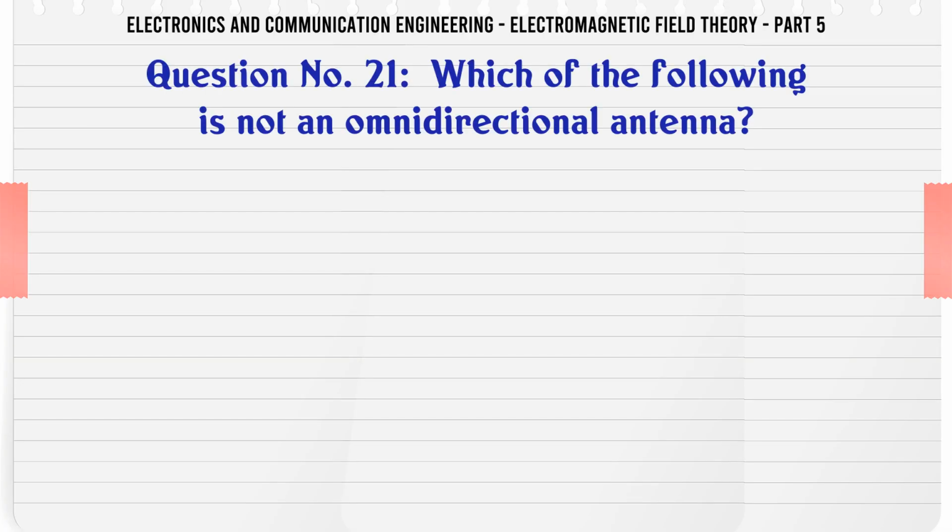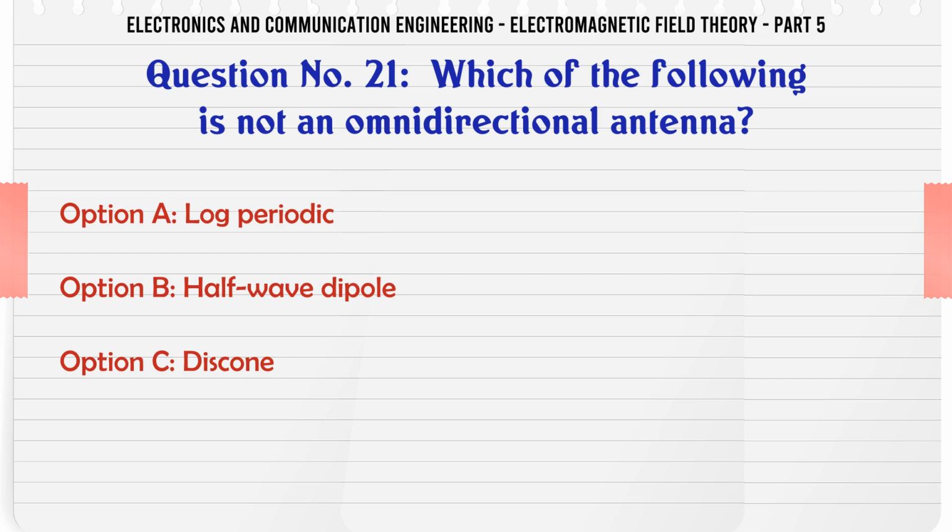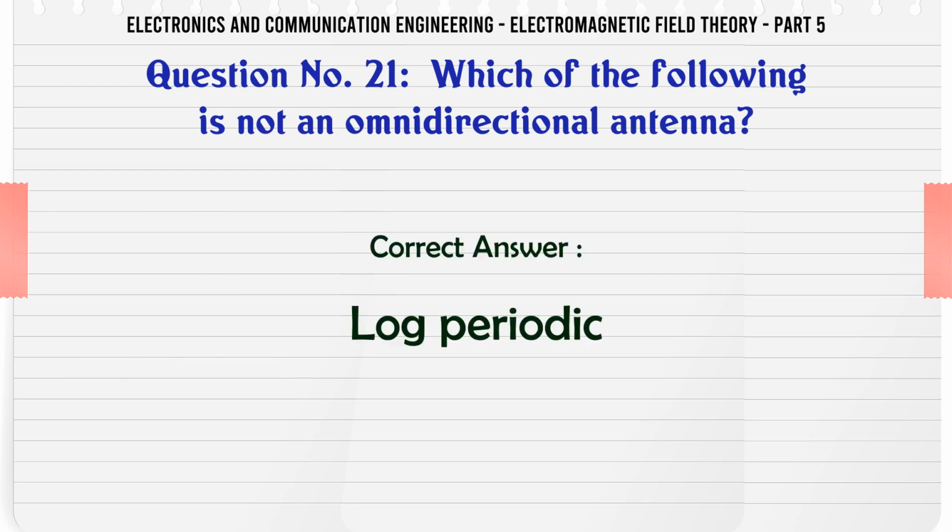Which of the following is not an omnidirectional antenna? A. Log periodic. B. half wave dipole. C. discone. D. Marconi. The correct answer is log periodic.